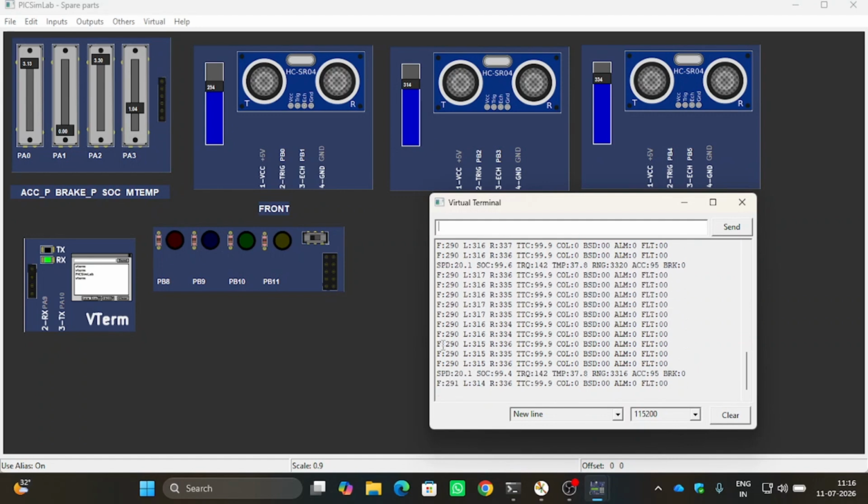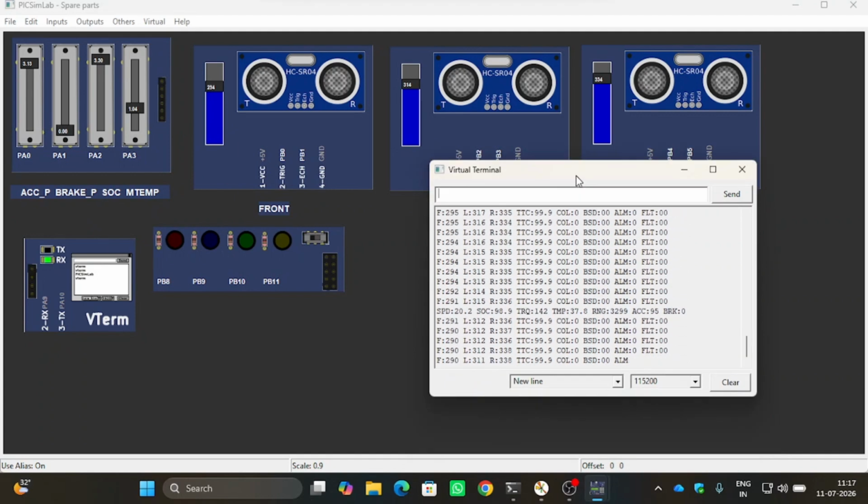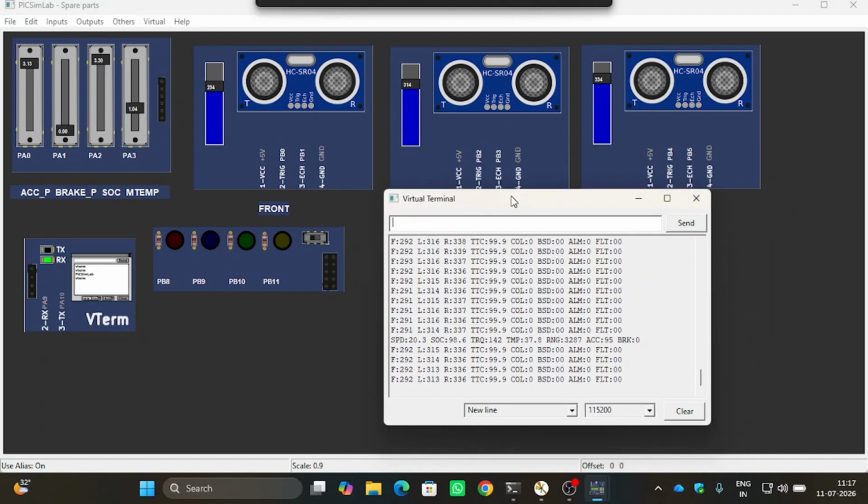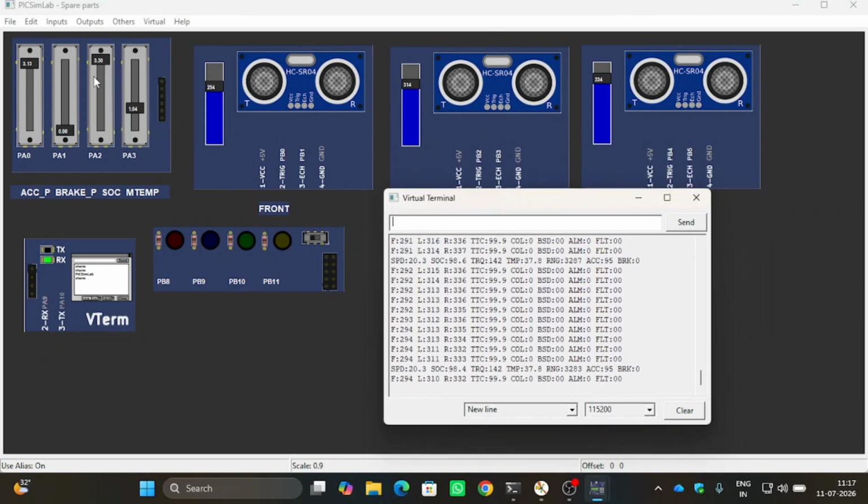Here we can see the speed increases and the torque increases, because when acceleration is high, the torque increases with acceleration. So the speed always increases when acceleration is high. And we can see the values of forward, left and right collision are the same as the input values. Let's see the other output.